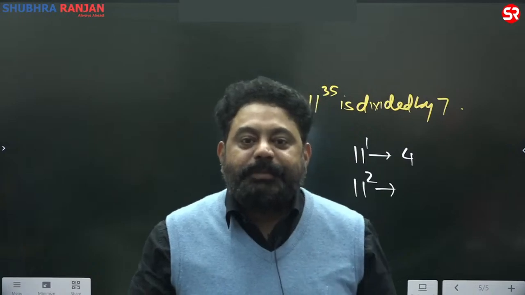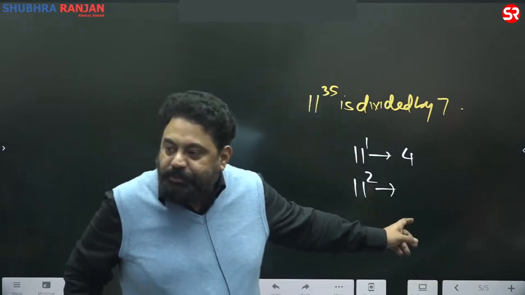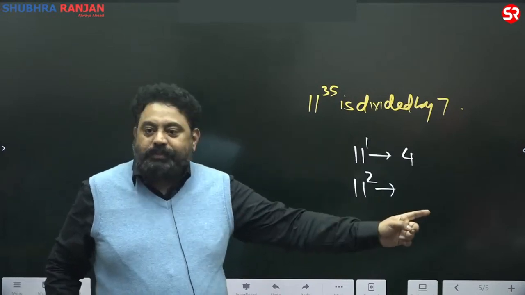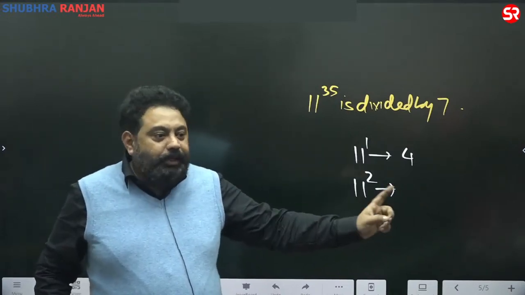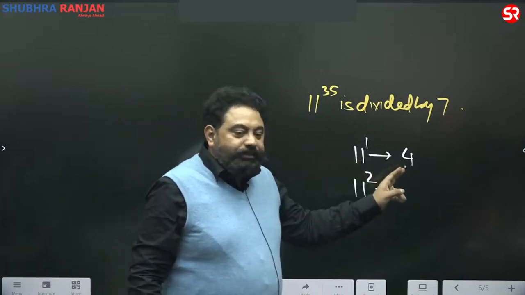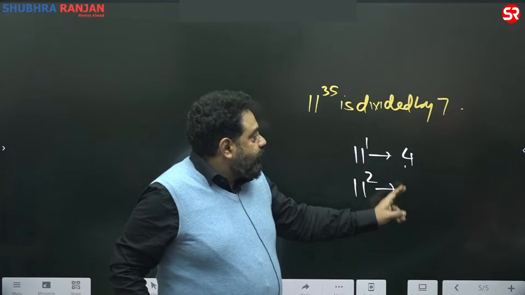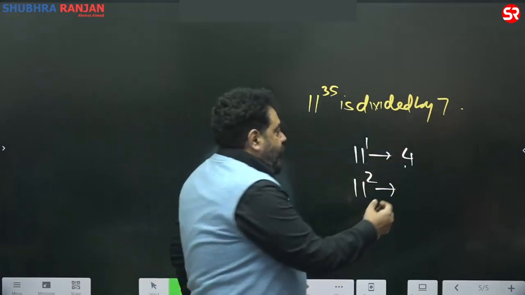Listen to me. First step is important. 11 to the power 1 gives you 4. 11 to the power 2 gives you 4 into 4, right? 4 into 4, because 11 to the power 1 gives you 4. 11 to the power 2 gives you 4 into 4, 16. 16 when divided by 7, remainder.